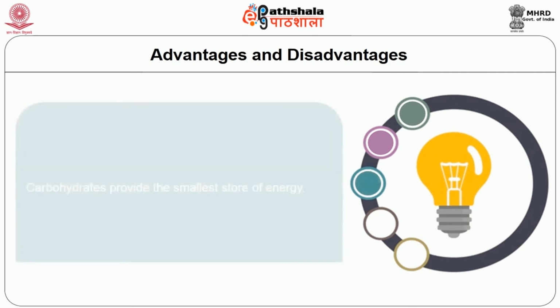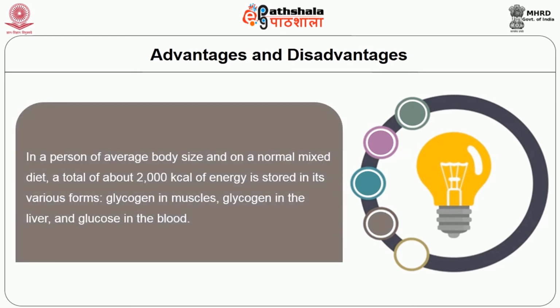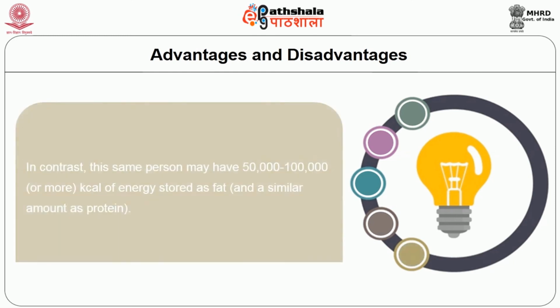Carbohydrates provide the smallest store of energy. In a person of average body size and on a normal mixed diet, a total of about 2000 calories of energy is stored in various forms: glycogen in muscles, glycogen in the liver and glucose in the blood. In contrast, the same person may have 50,000 to 1 lakh kilocalories of energy stored as fat.